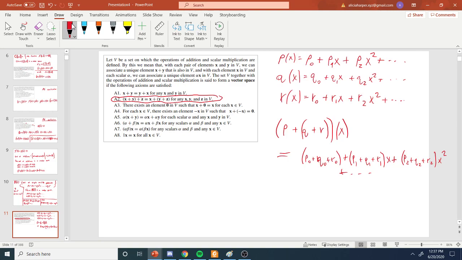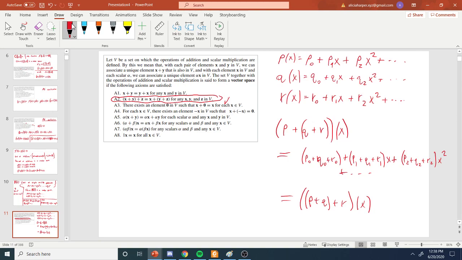And this is what you get just by computing this, but this is exactly the same thing you get when you compute P plus Q first, and then add to it R. So via this explicit calculation, you're able to verify that axiom A2 holds.